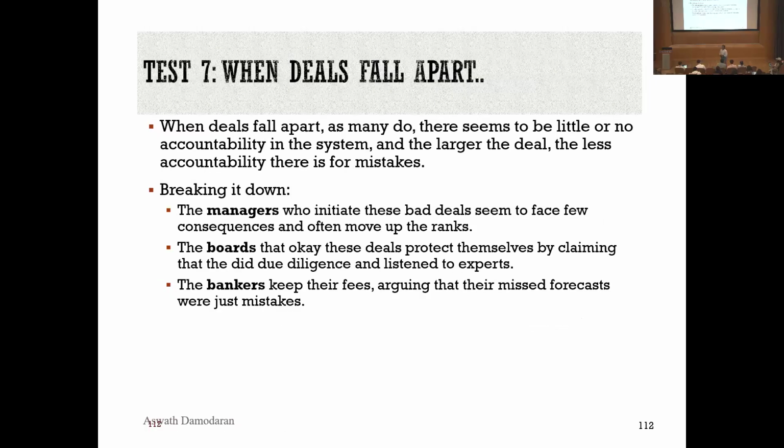Which brings me to my seventh test. Deals go bad. And we saw on average how many deals go bad. And when a deal goes bad, there are lots of reasons why it can go bad. The managers might have mismanaged the company after the merger. The bankers and the boards are all involved. A big deal has 100 parents. When the deal falls apart, it's an orphan. I wasn't there. Who got this deal done?